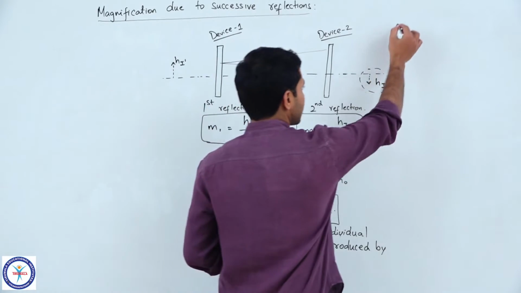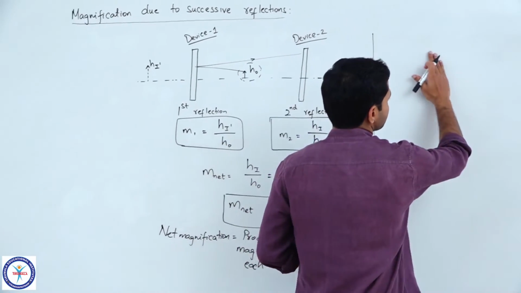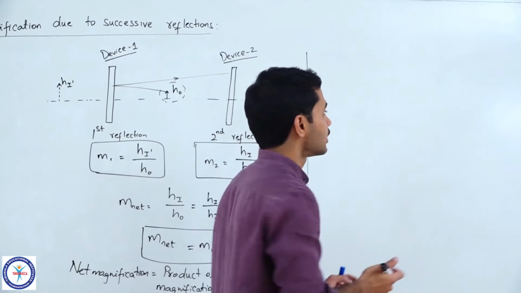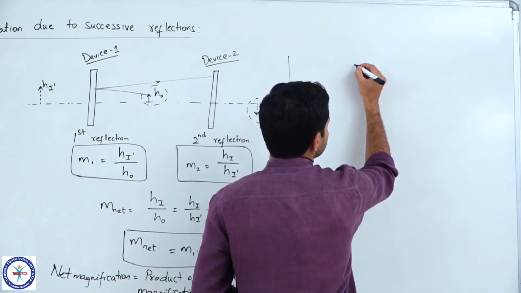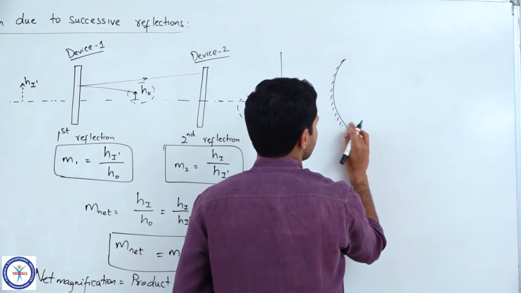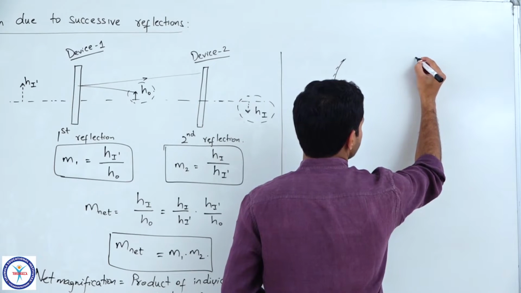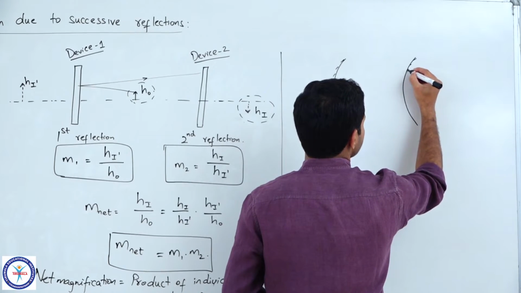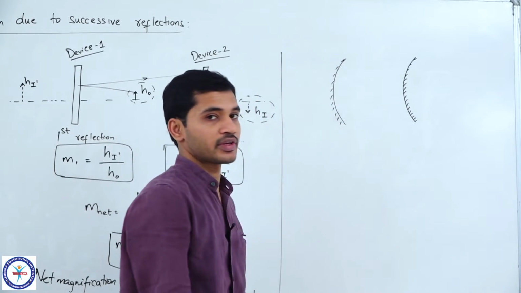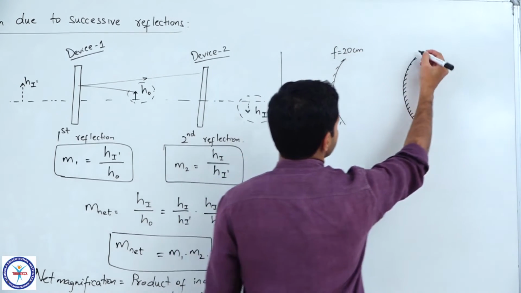Now let us see an example based on this. We have already seen how to solve multiple reflections in the earlier class, so we will take one such scenario. Let us consider we have a concave mirror and another convex mirror. So, let us say we have taken two mirrors like this. One is concave and the other one is convex. Let us consider that the focal length of both is 20 centimeters.